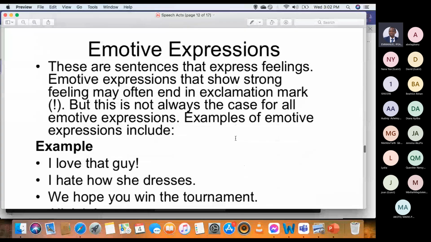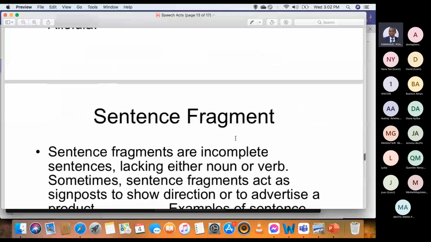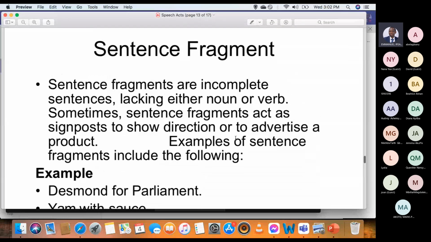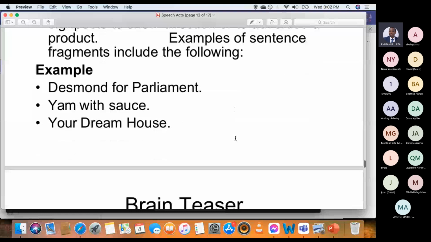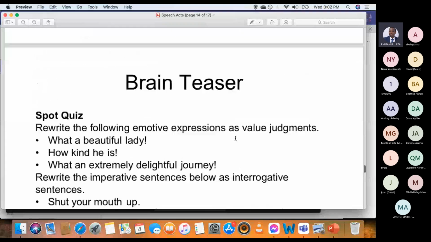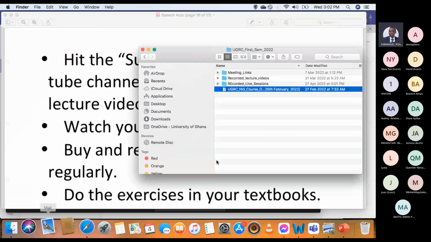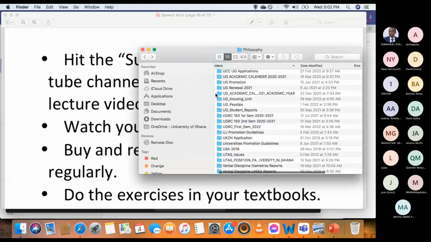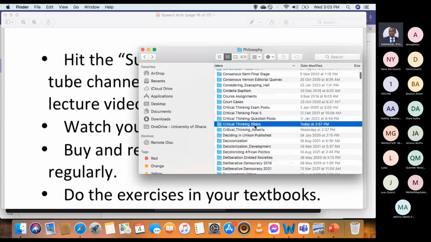We saw emotive expressions, which are sentences that express feelings. When you express your feeling, you are uttering an emotive expression. Then sentence fragments are sentences that are not complete, incomplete sentences. Either they are lacking a noun or a verb. And then we did some exercises. And from there we did the definitions in more detail.